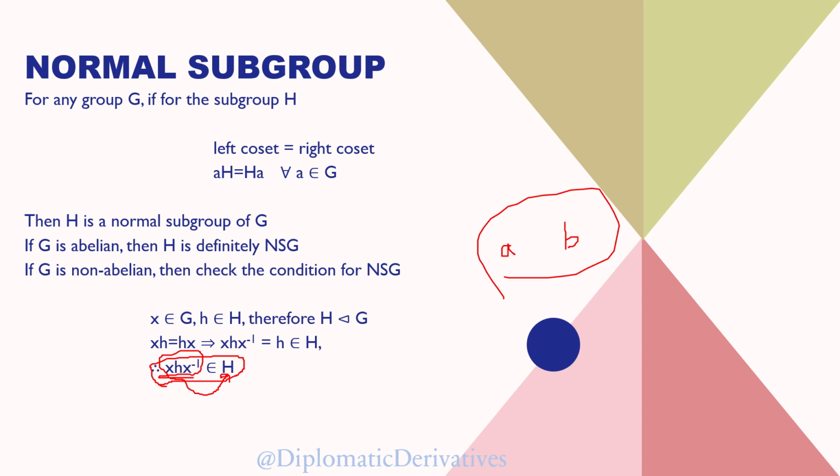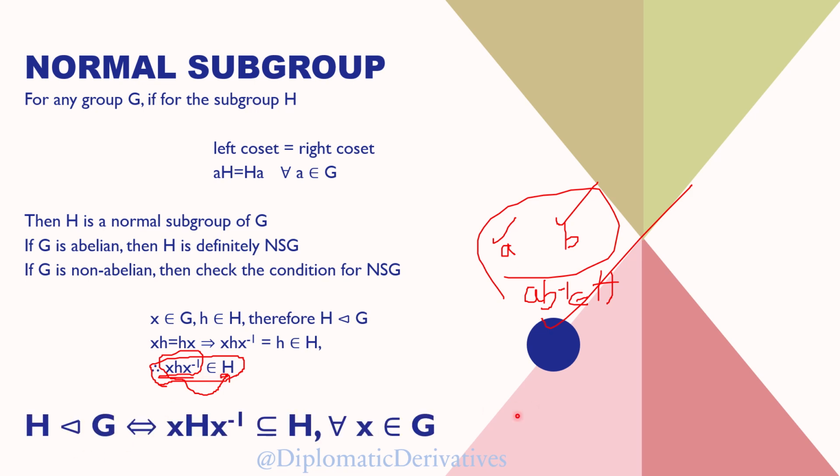For subgroups you have a subgroup test, right? If a is an element of G and b is an element of H, then ab inverse has to be an element of H. If this is true, then H will be known as a subgroup of G. So similarly, for normal subgroups, this is the condition: xhx inverse has to be an element of H.